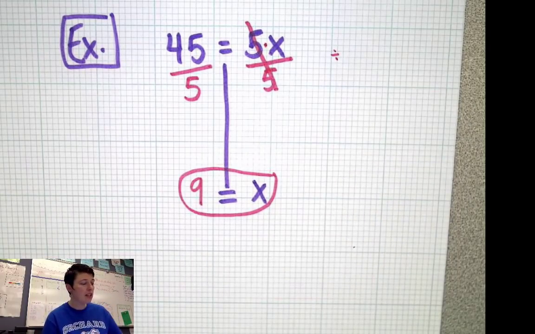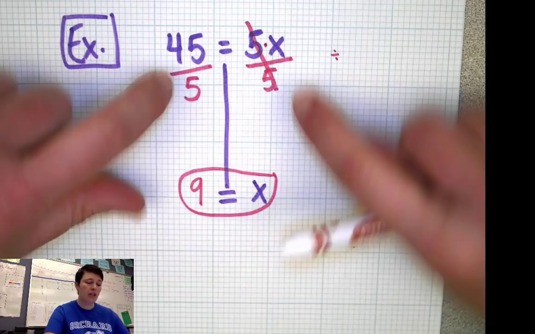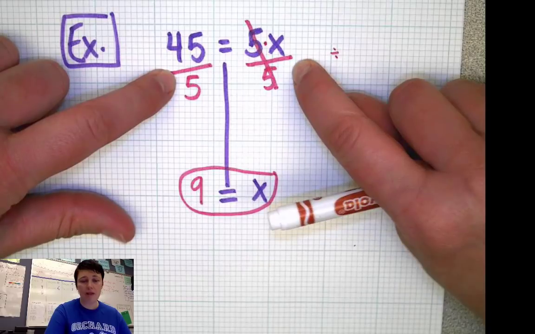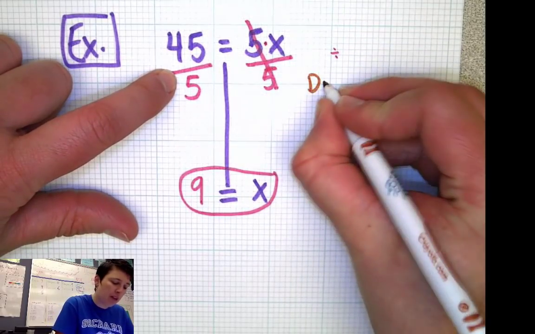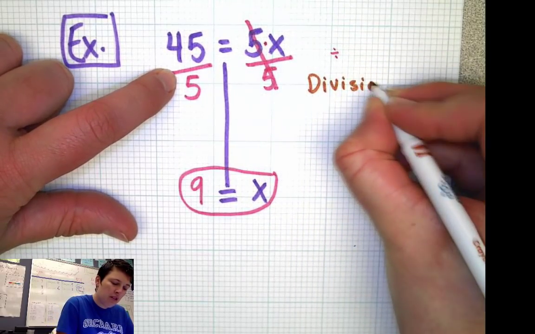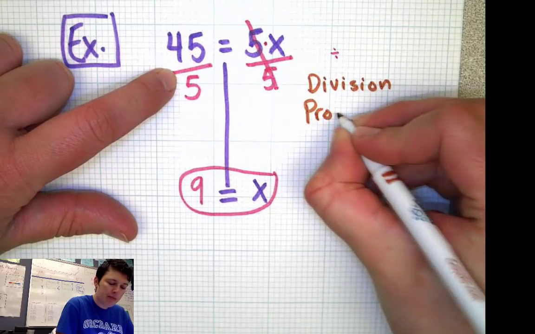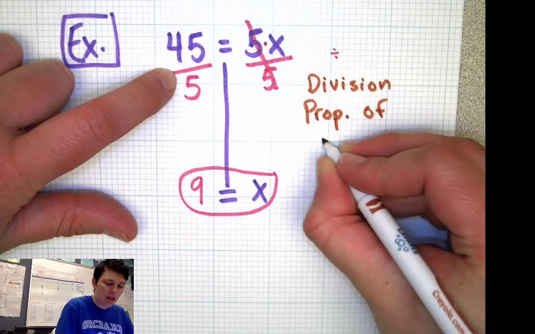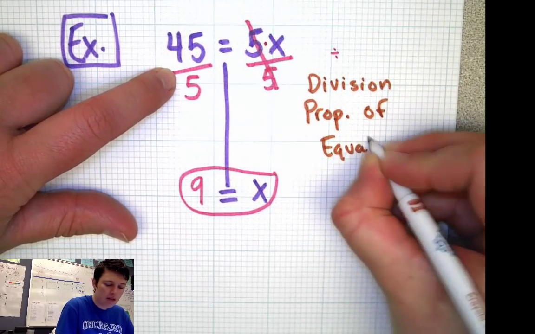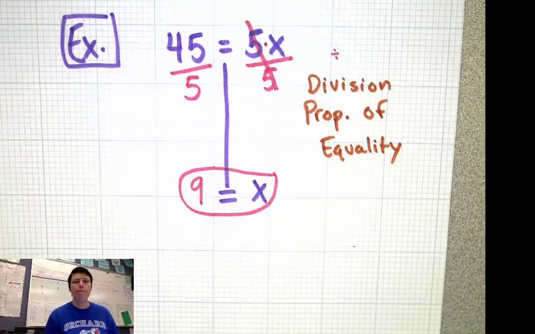And if I want to take this up one little level, I'm going to name my property. What did I do to both sides? Well, I divided by 5. So that is my division property. Division property, I'm going to write prop of equality. And I've named my step.